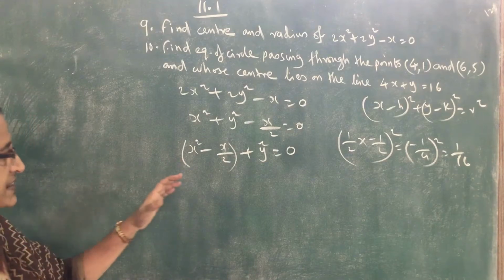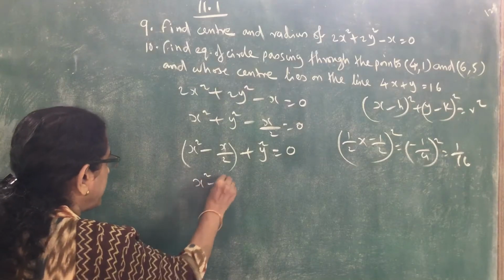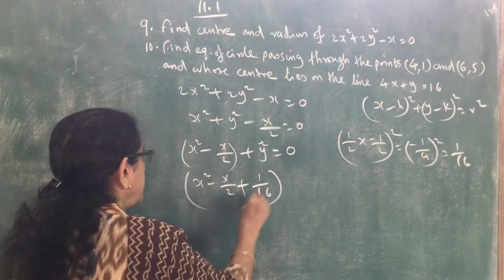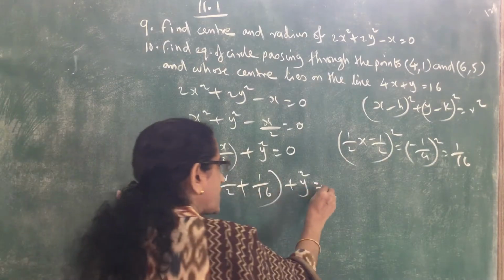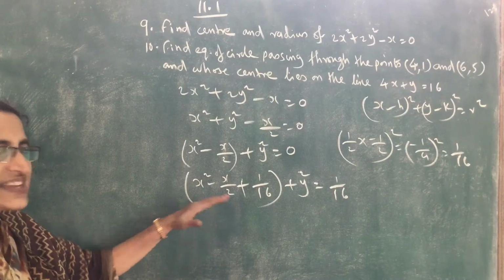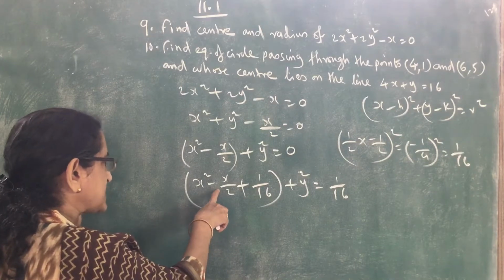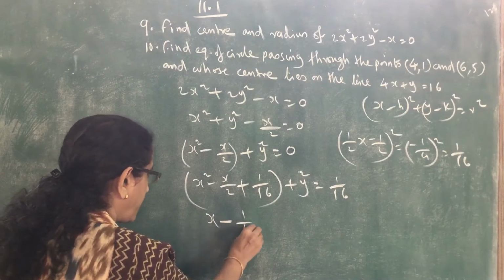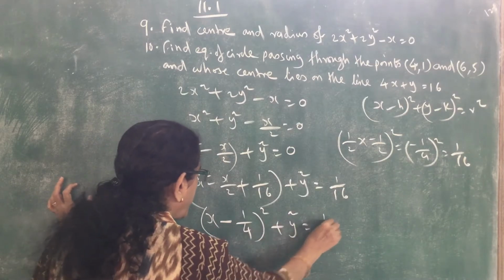So when we add 1 by 16 on the left side, we have to add 1 by 16 on the right side also. So x square minus x by 2 plus 1 by 16 plus y square equal to, on the right side also we have to add 1 by 16. So 0 plus 1 by 16, 1 by 16. Now this becomes a perfect square and it is same as a minus b whole square. So square root of x square, that is x. Second term is negative, therefore a minus b whole square, minus. Then square root of 1 by 16, that is 1 by 4. So it will become x minus 1 by 4 whole square plus y square equal to 1 by 16.